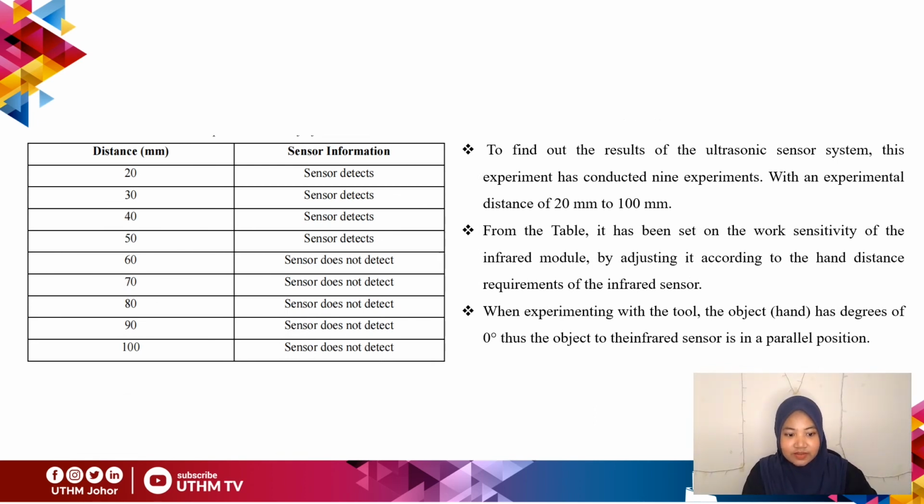To find out the results of the ultrasonic sensor system, this experiment conducted 9 experiments with an experimental distance of 20 mm to 100 mm. From the table, the sensitivity of the infrared module was set by adjusting it according to the hand distance requirements of the infrared sensor. When experimenting with the tool, the object is at 0 degrees. Thus, the object and the infrared sensor are in a parallel position.